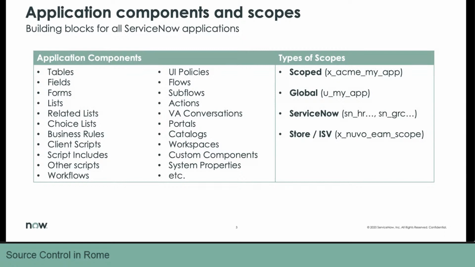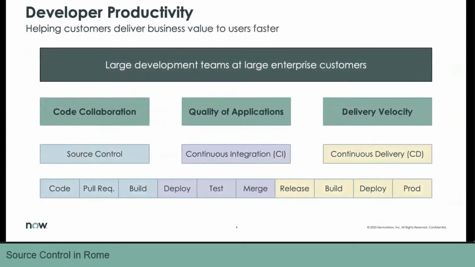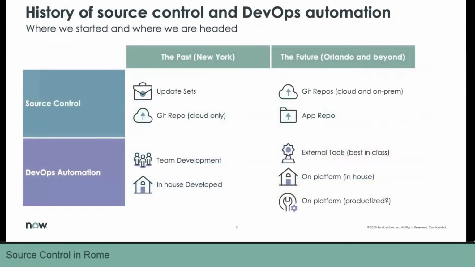So with those 4 different types, now we can talk about when and how you can use those in ServiceNow and how this relates to Rome. So I'm going to skip over that. I'm sorry, I meant to hide that. So there's the history of using source control and DevOps automation on our platform.